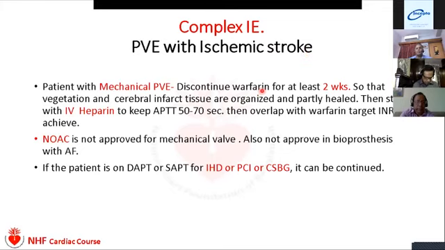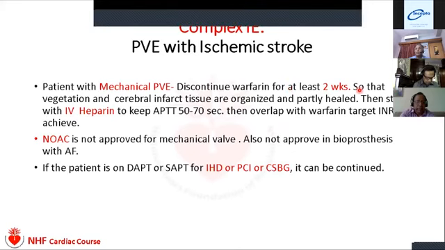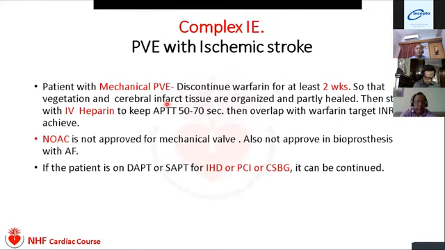In that case, it depends on the ischemic stroke, whether it is a small size infarct or a medium or large size infarct. In case of a small infarct, we should wait for 3 to 5 days with CT scan screening to see whether it has converted to hemorrhage. If it is a medium size infarct, we should wait for 7 days to see whether there is hemorrhagic conversion or not. And if it is a large infarct, we have to wait for 12 to 14 days. So it is better to discontinue the warfarin for at least 2 weeks so that the vegetation and cerebral infarction are both organized and partially healed, and then start heparin with overlapping of warfarin.